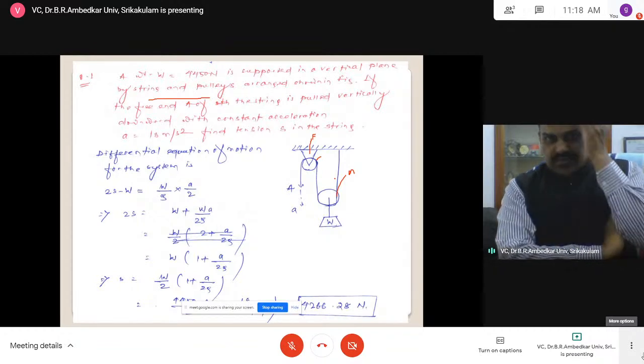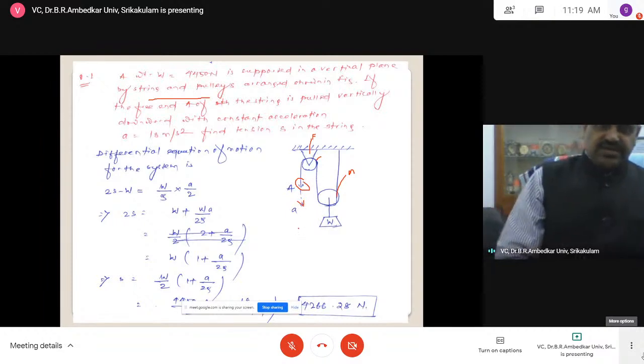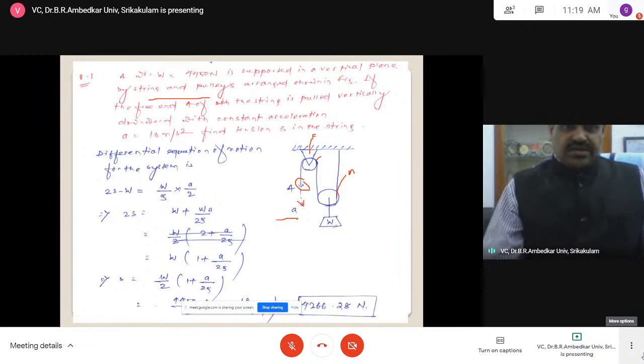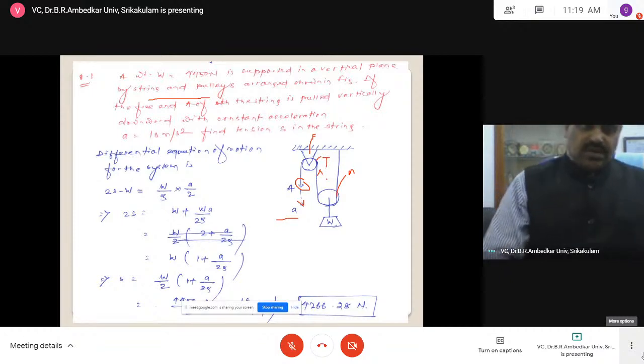If the free end of the string is pulled vertically downwards with constant acceleration A, find the tension in the string. You have to find out the tension in the string. Okay.